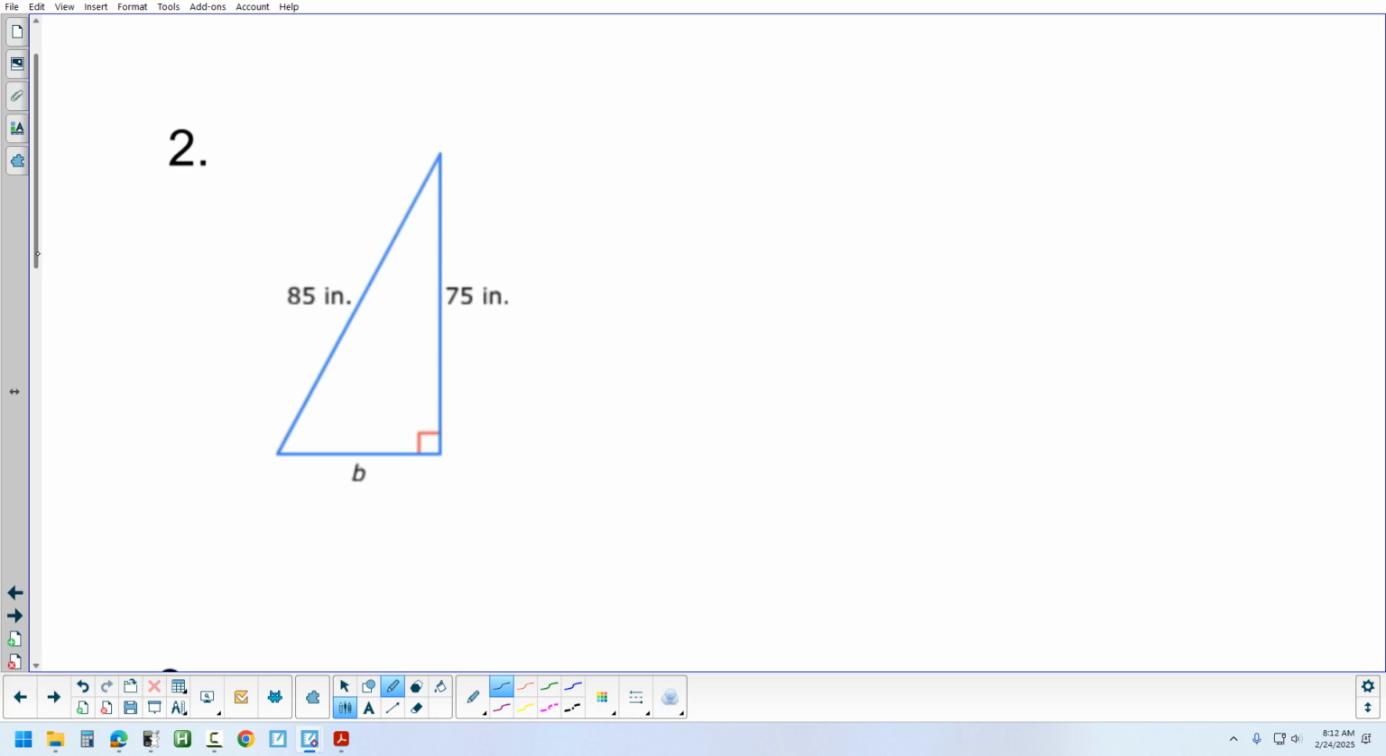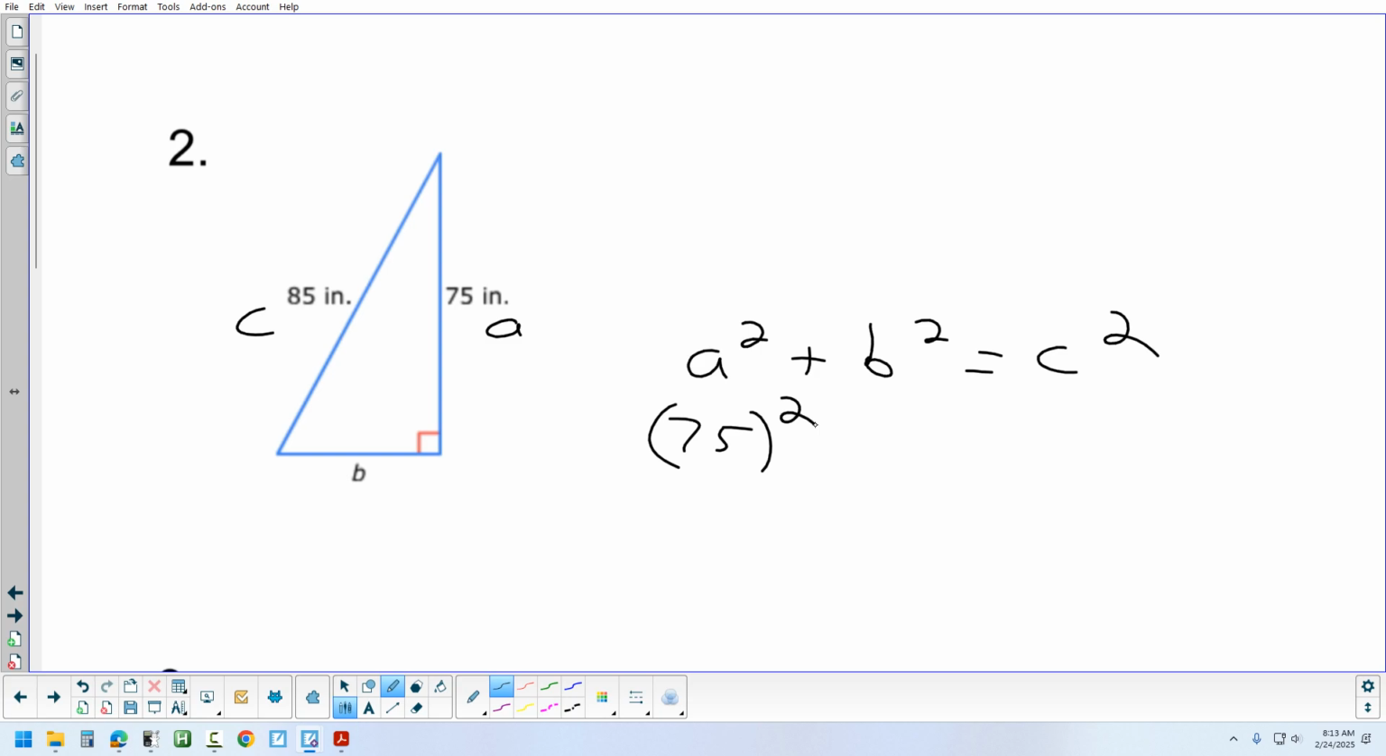So let's put our letters. The side that's 75 inches, what could I use for a label? Yeah? Yep. So we definitely want to use A. And then the side that's 85 inches, we're going to use C. Okay, so take our formula. That's the formula that you're going to be using pretty much every problem. And you're going to fill in everything you know. So we know A. But this time we don't know B. So we're just going to leave it. And C is 85.